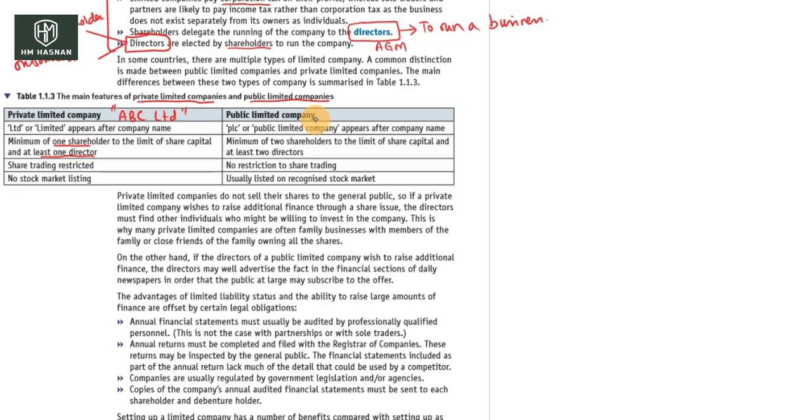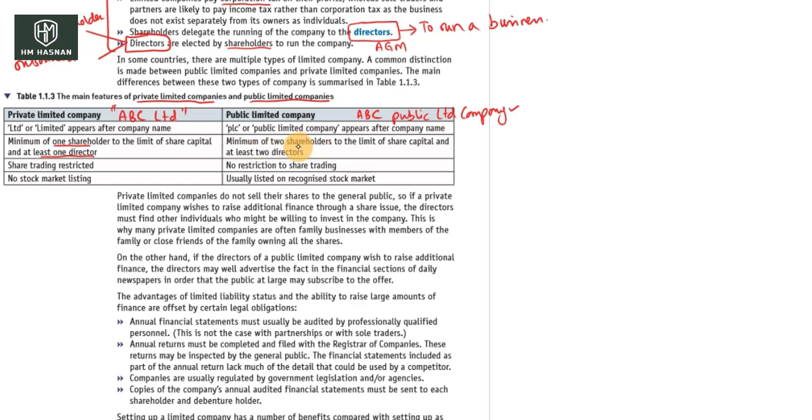What is a public limited company? The word PLC or public limited company appears after the company name. For example, ABC public limited company. It means it's a public company whose shares are listed on the exchange.